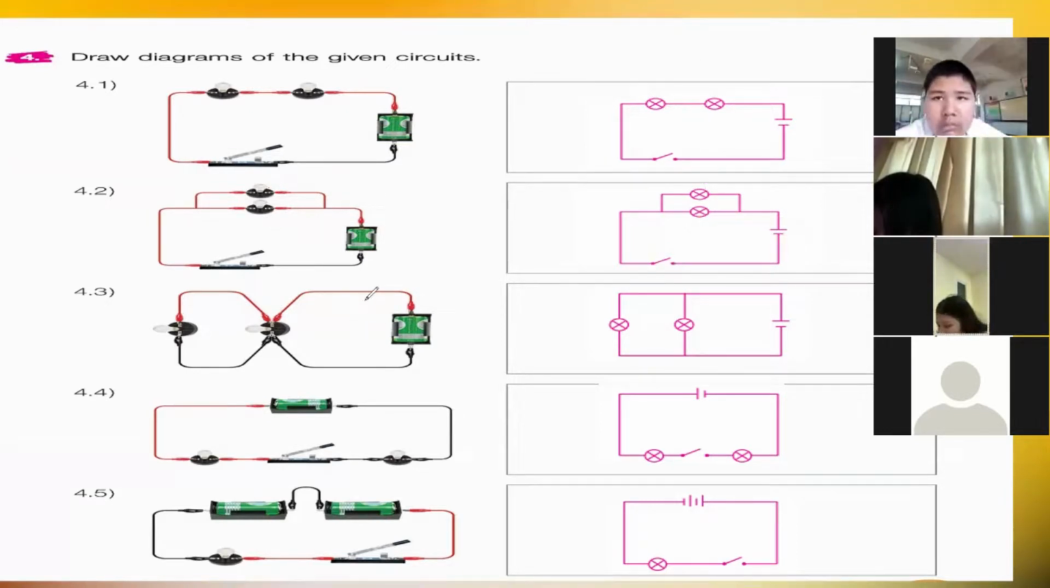Similarly, in the 4.3 circuit, we have 2 bulbs. They have more than one pathway, and they have 2 bulbs connected. And right here is the battery point from where the electric current flows.